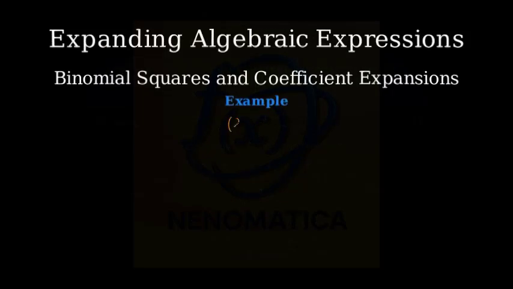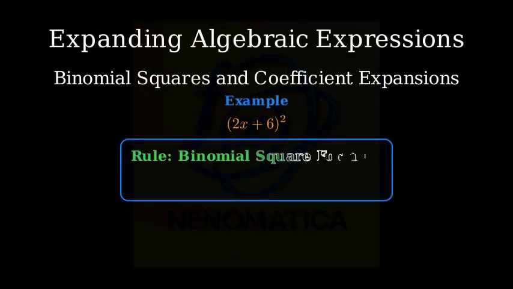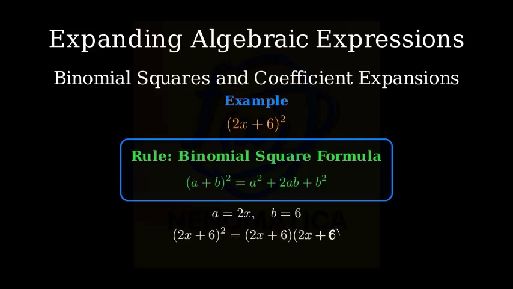To expand this expression, we'll apply the binomial square formula. The binomial square formula states that for any expressions a and b, the square of their sum, a plus b squared, equals a squared plus 2ab plus b squared. In our case, a equals 2x and b equals 6. Let's begin expanding. The squared binomial 2x plus 6 squared equals 2x plus 6 multiplied by 2x plus 6.